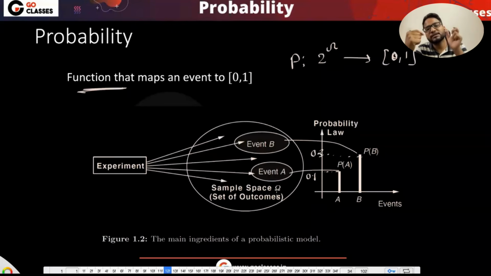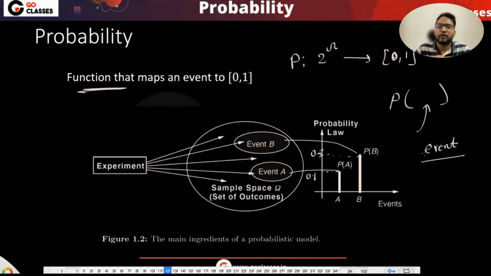Whatever I'm writing inside this has to be an event. In this entire course, whenever I write something here, it has to be an event, because this is the definition of probability. Currently we will be dealing with some sets, and whatever set I write here has to be an event. When we move to random variables, I will be writing P of X equal to 2 or something like this.